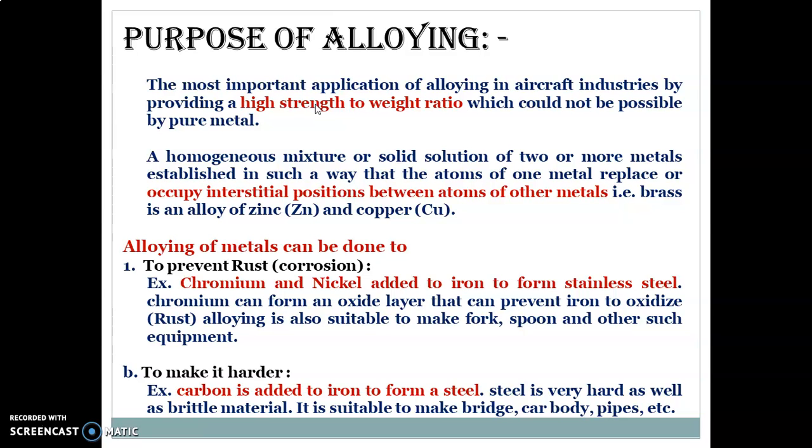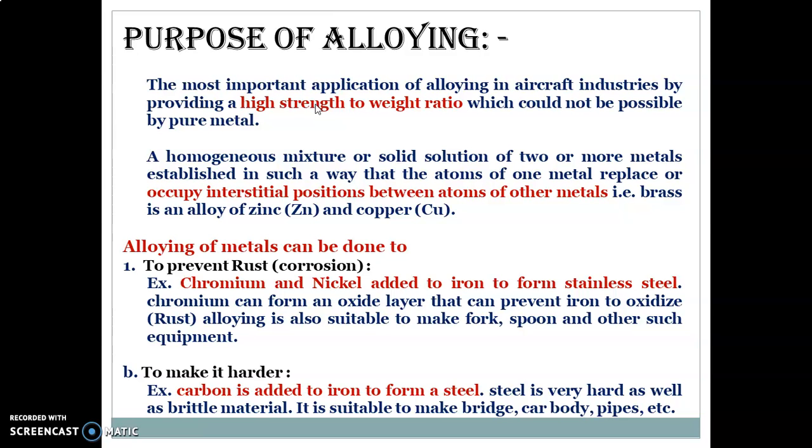An alloy is a homogeneous mixture or solid solution of two or more metals, established in such a way that atoms of one metal replace or occupy interstitial positions between the atoms of the other metal. Means if we look at the structure, the alloying elements occupy intermediate positions in the base metal. Okay.